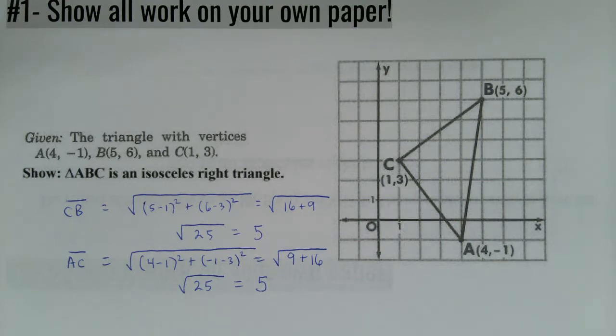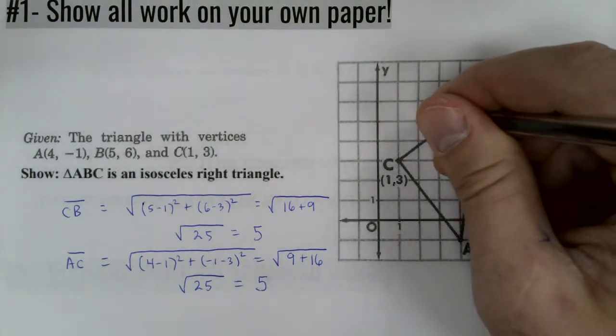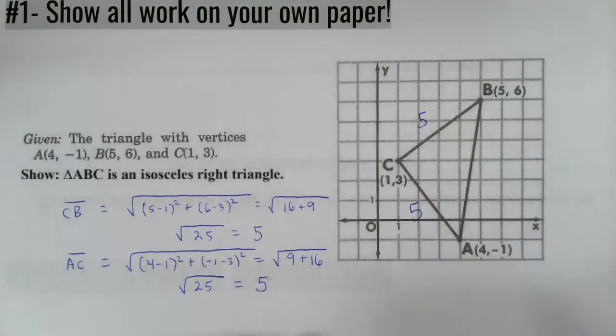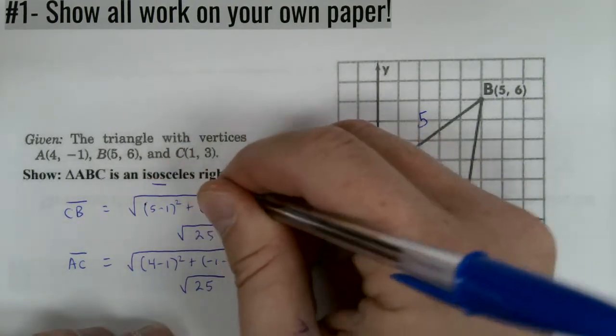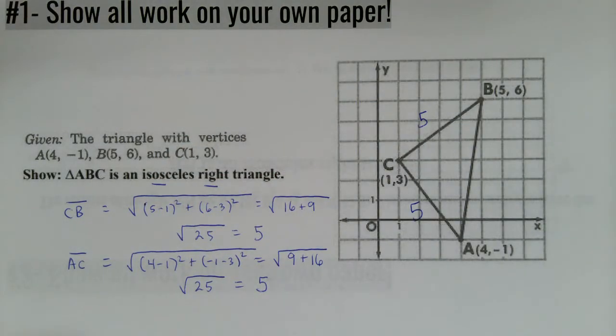Now, by what we've showed, we've now showed that this is isosceles. Both these sides are 5. But what we've not shown yet is that the triangle is a right triangle.